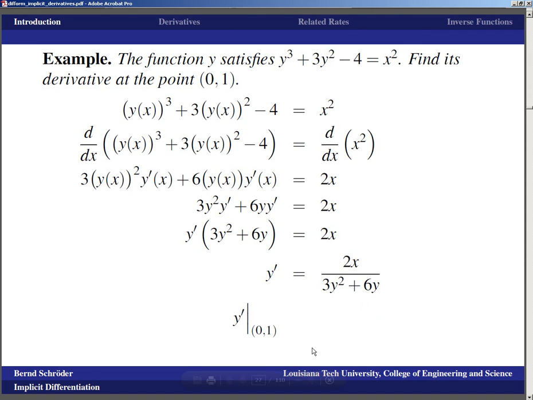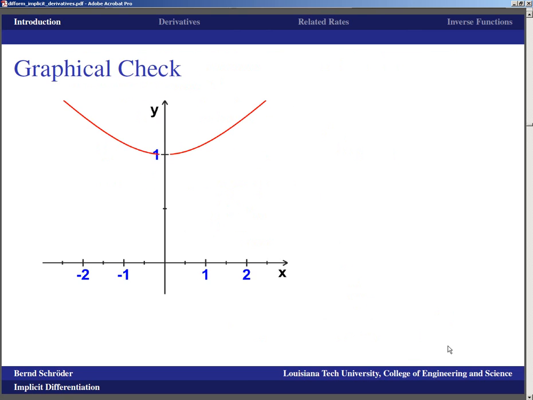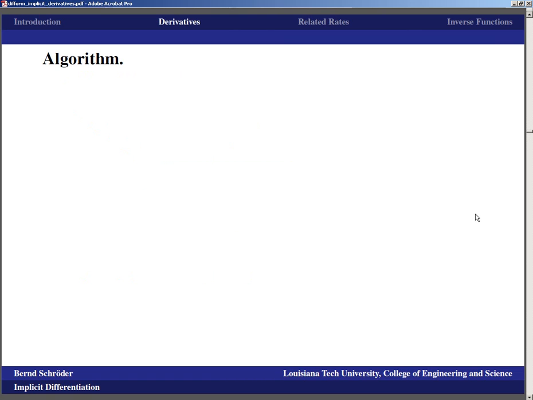And if we're now interested in the derivative at 0, 1, well, we just say y prime at 0, 1. That's this expression here at x equals 0, y equals 1. And we just plug that in, and, well, 2 times 0 divided by anything that's not 0 is 0, so that all works out. And, well, certainly we can also check that graphically. Here is the graph of the equation, and here's the graph of its tangent line at 0, 1, and that all looks very much like it should. That really shows that the tangent line here is horizontal, as we predicted through differentiation.